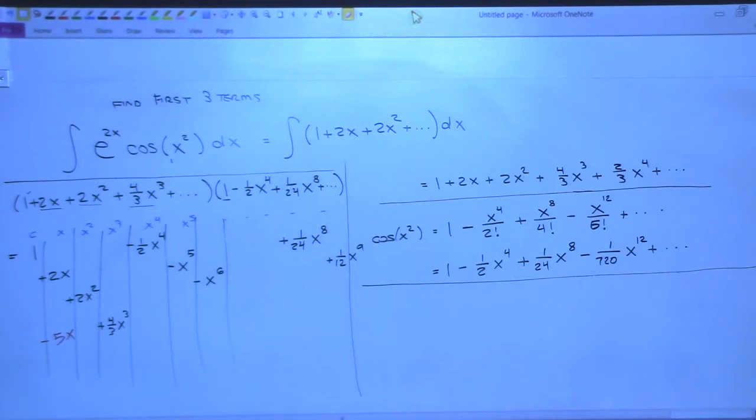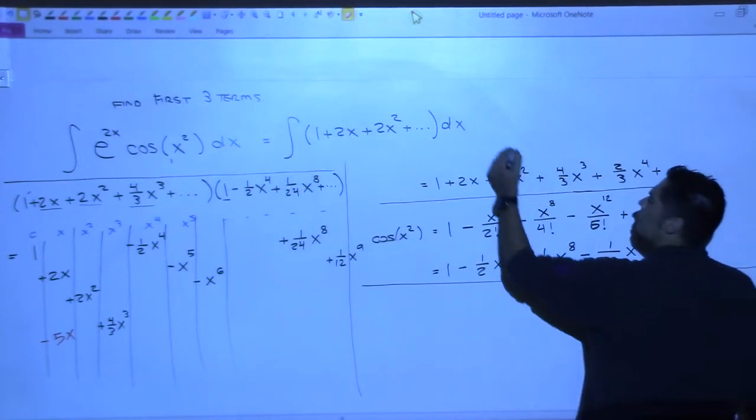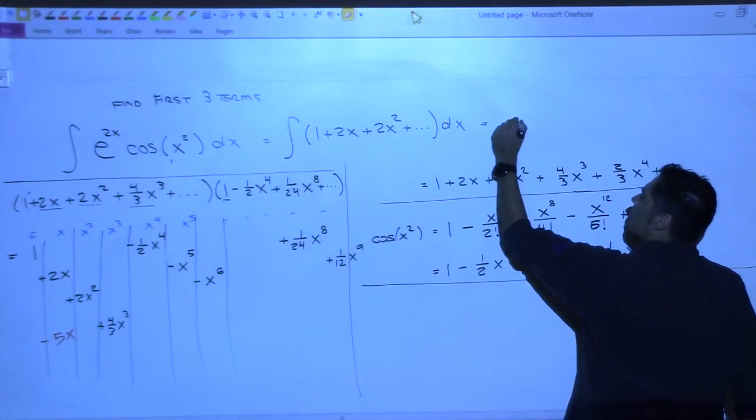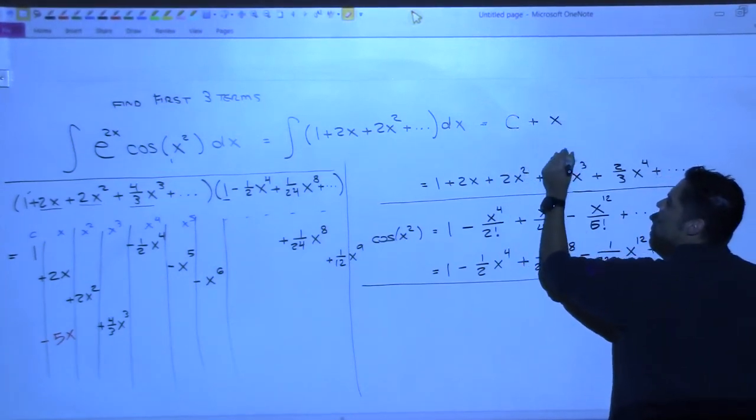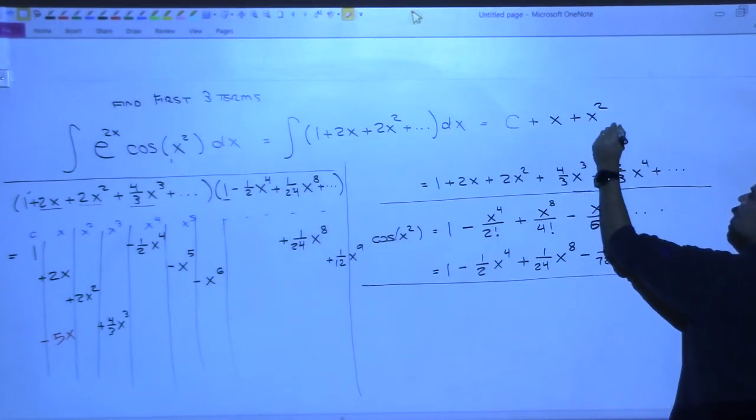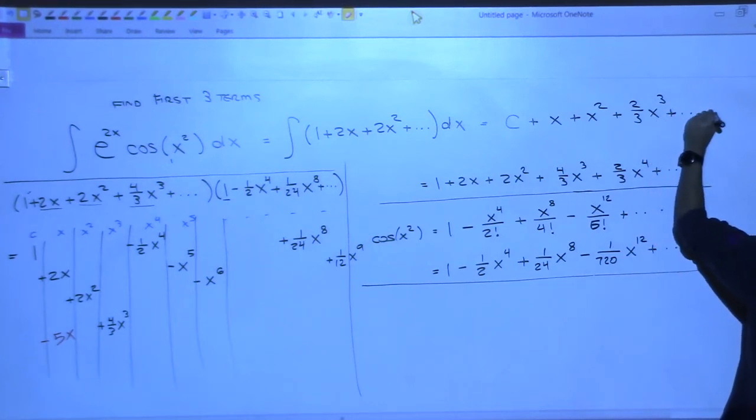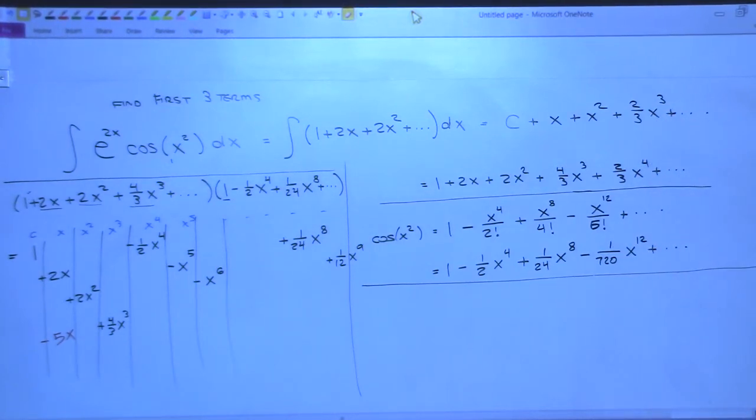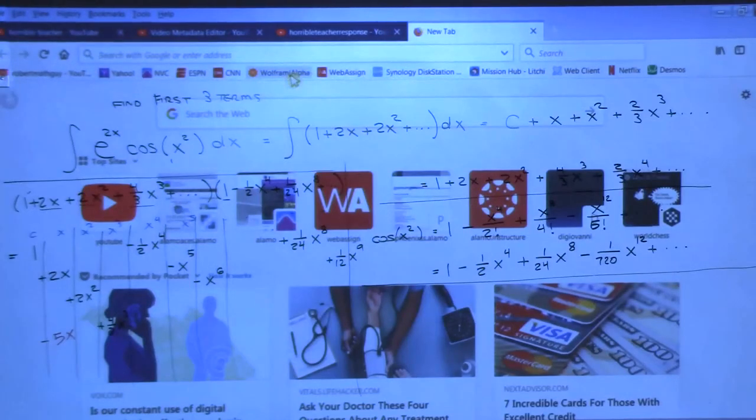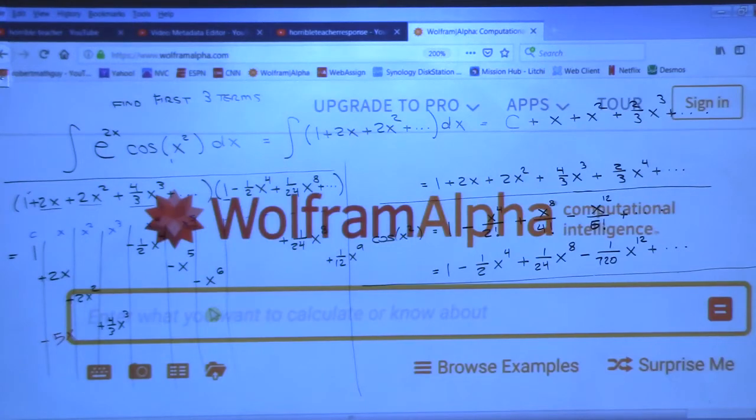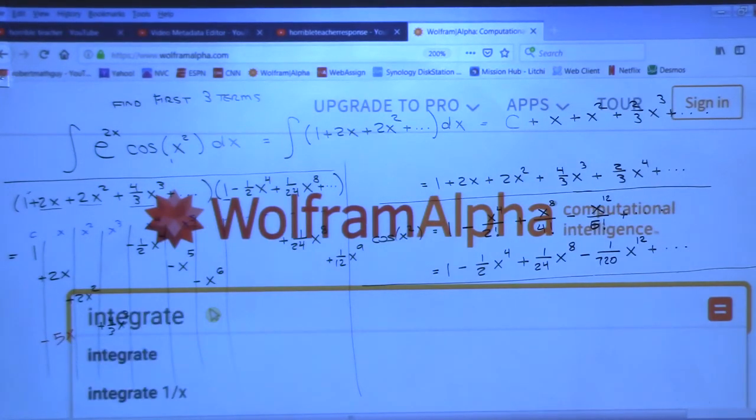Yeah. All right. What's the antiderivative of that? Yeah. C plus x, right, plus x squared plus 2/3 x cubed plus dot dot dot. Okay? That's it. So I'm going to go now to Wolfram Alpha, the almighty Wolfram Alpha, and I'm going to ask it to integrate that for us. Integrate e raised to the 2x times cosine of x squared.